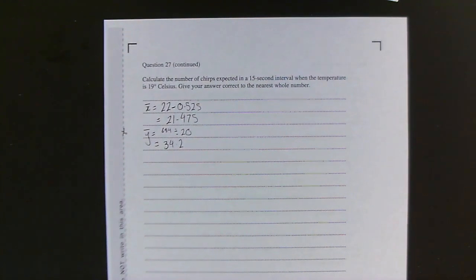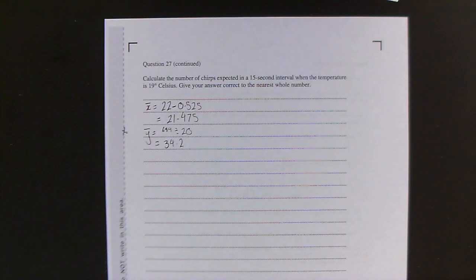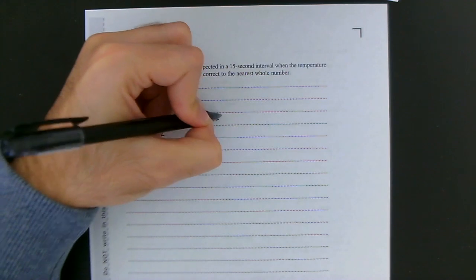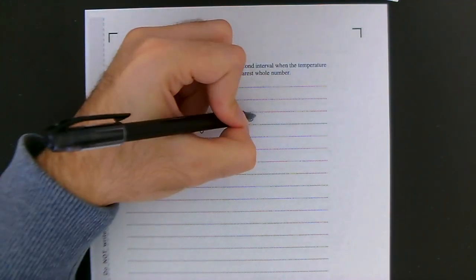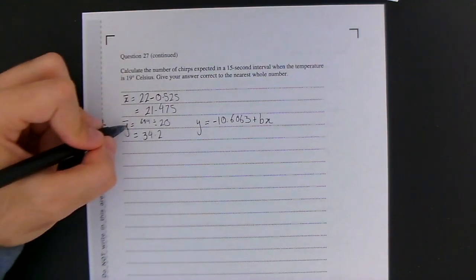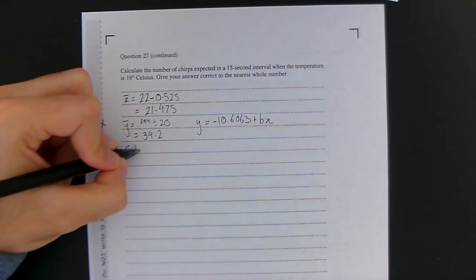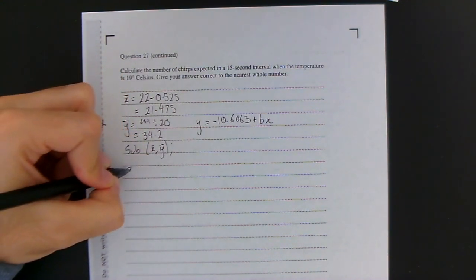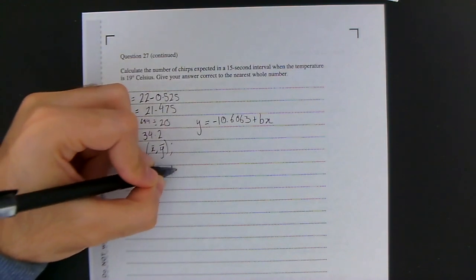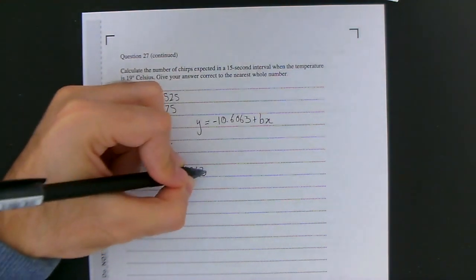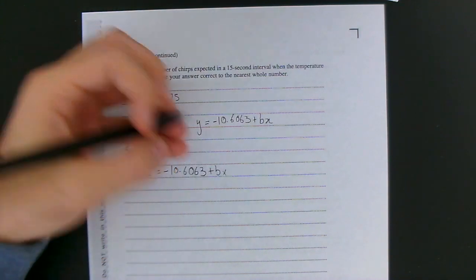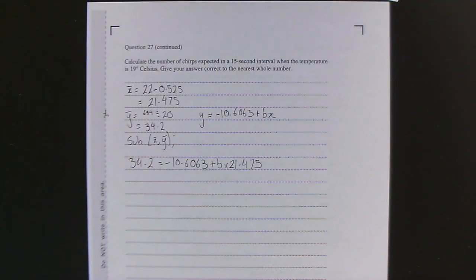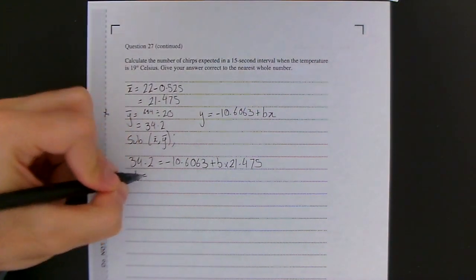And from here, it's just a matter of substituting into the equation. We know that the equation is y equals minus 10.6063 plus bx. Then when we substitute x bar and y bar, we're going to get 34.2 equals minus 10.6063 plus b times 21.475. And I'm going to just skip the algebra here and just say b is going to be equal to 2.0864 whatever, right?